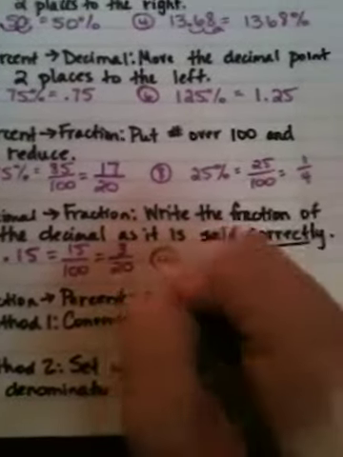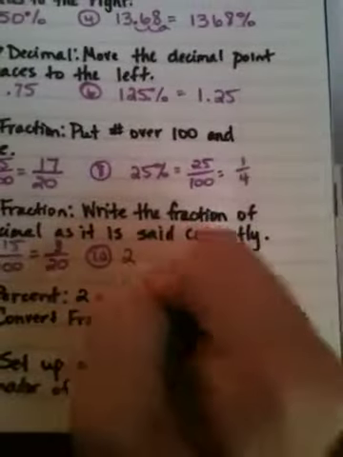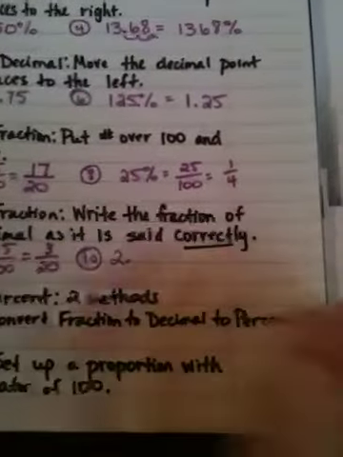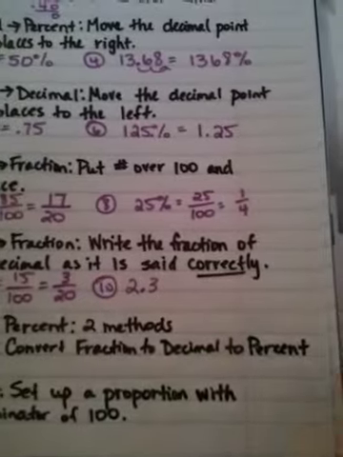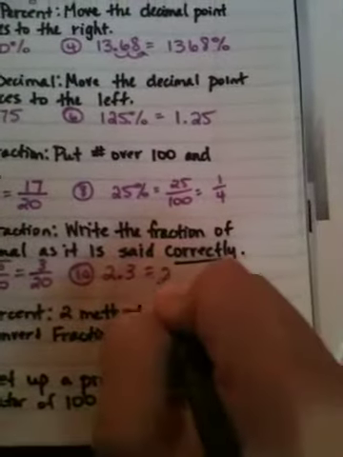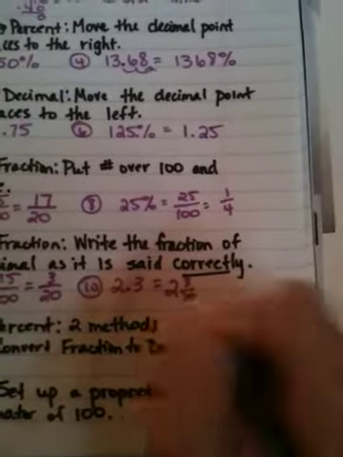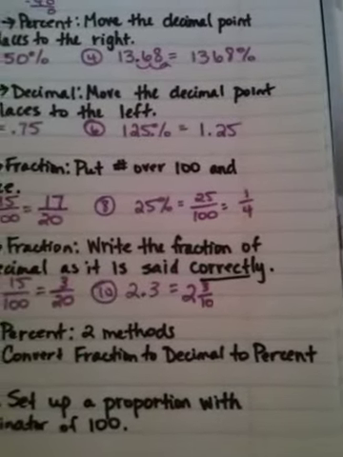Let's do one more of those. If I have 2.3, well, 2.3 isn't the exact way you're supposed to read that. You should read that as 2 3/10. And that won't reduce anymore. So you're done with that one.